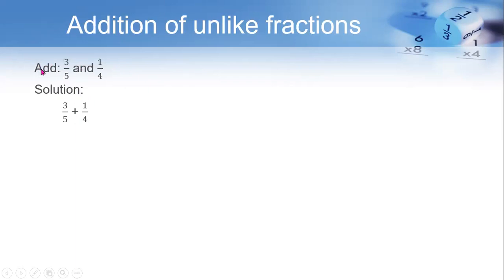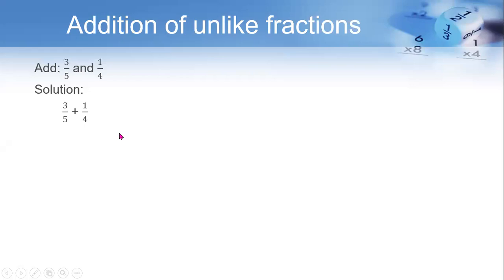Look at its instruction. The instruction is add, which means we should do the addition. Now look, their denominators are different, so we should make their denominators the same. To make the denominator the same, what will we do? We need to find the LCM, right? So what is the LCM of 5 and 4? Somebody, can you tell me? Unmute your microphone and tell me. Okay, 20.